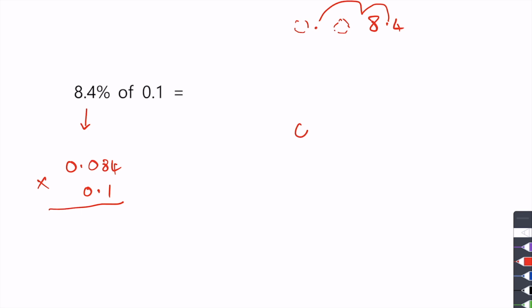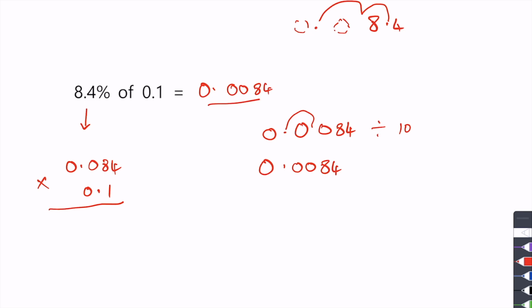So if we take 0.084 and we just divide that by 10, which means you move the decimal point one more place to the left, you get 0.0084, and that question then is 0.0084, and we can do that fairly quickly. But if that 0.1 was, for example, 0.23, then yes, we have to go down the column multiplication route. So we'll do one of those shortly.